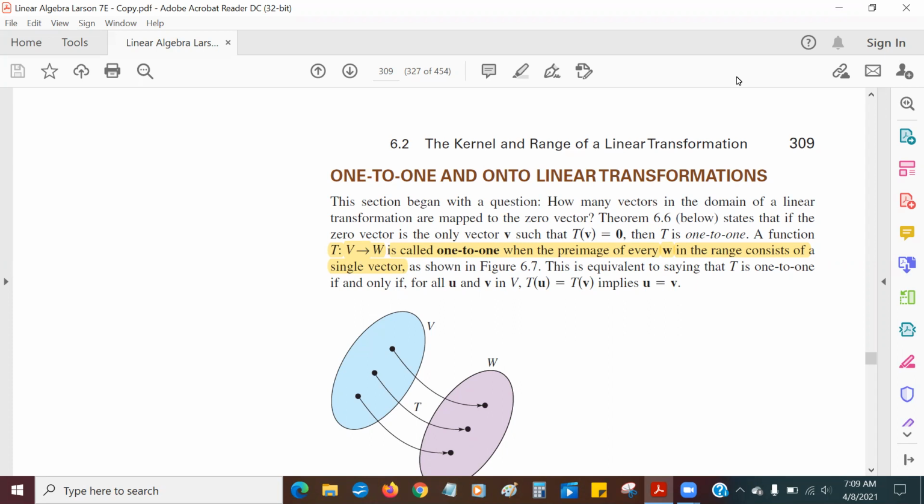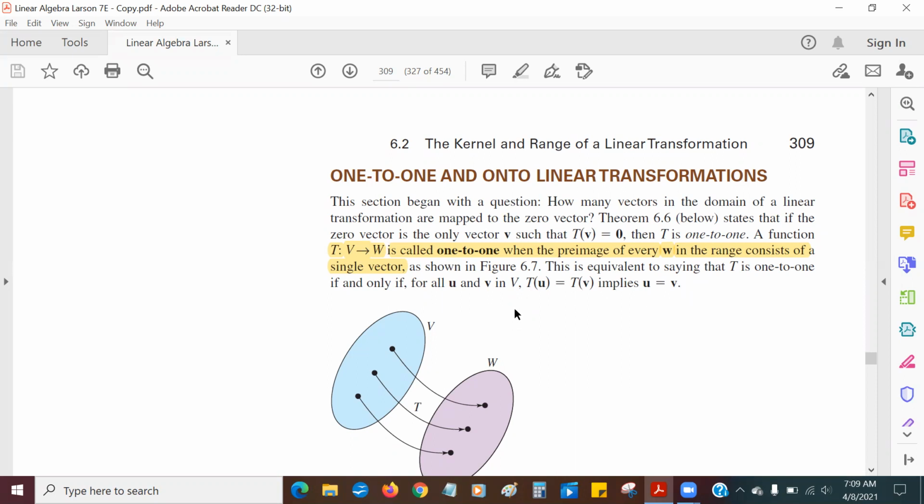So a function, now we're talking about linear transformations, but this is really true of any function. A function is called one-to-one when the pre-image of every W in the range consists of a single vector. Another way of saying this is that if T of U is equal to T of V, that means that U must equal V.